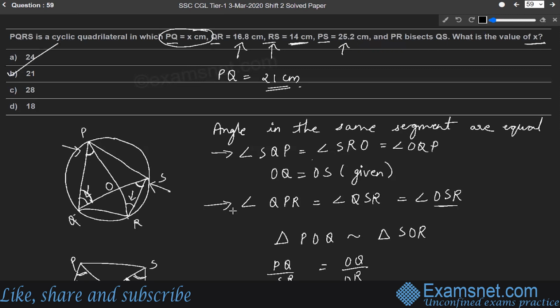In this question, we have learned so many concepts. The concept about a cyclic quadrilateral, the concept about two similar triangles. All right. So you have to remember all these things to solve this question. I hope the question is clear to you.